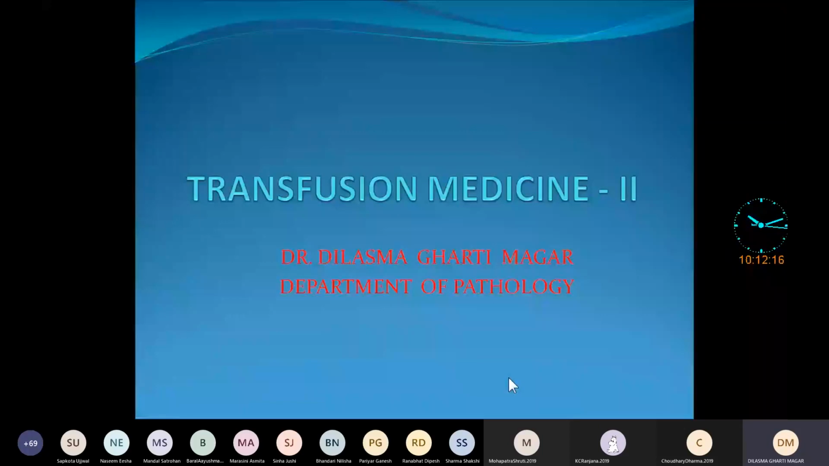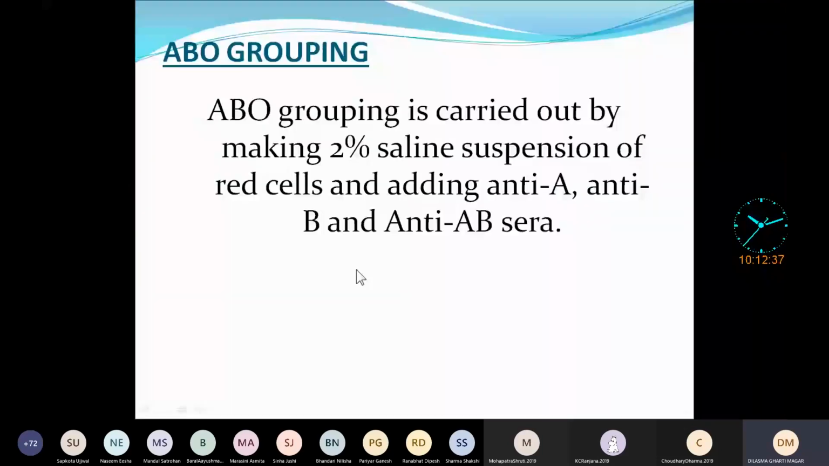So yesterday's class, a little bit was left, isn't it? But still I have included it in today's class. We'll go with the ABO blood group system. So yesterday I told you that there is the presence of the H antigen, and then that H antigen gives rise to the antigen A and then the antigen B, isn't it?